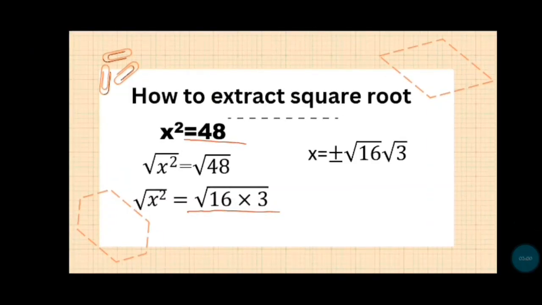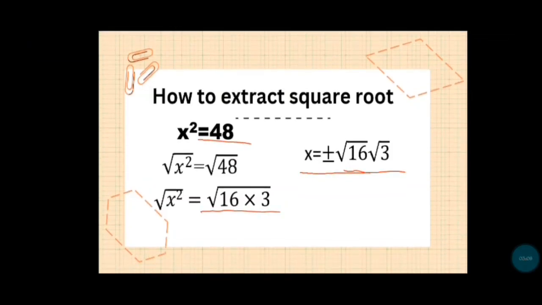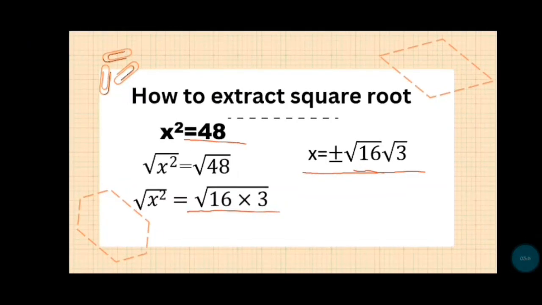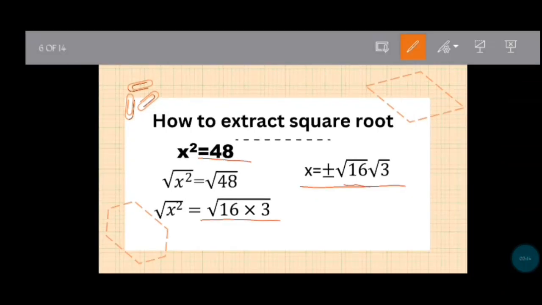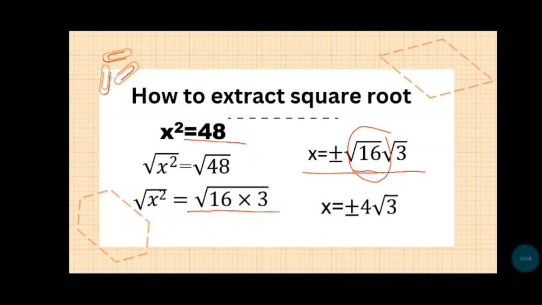Now, let us get the square root of the perfect square. So, we'll have x equals positive or negative square root of 16 and square root of 3. Alam naman natin na yung 16 is perfect square, so we'll have 4. Sagot natin is x equals positive or negative 4 square root of 3. Same as kanina, naiwan si 3 kasi hindi siya perfect square.